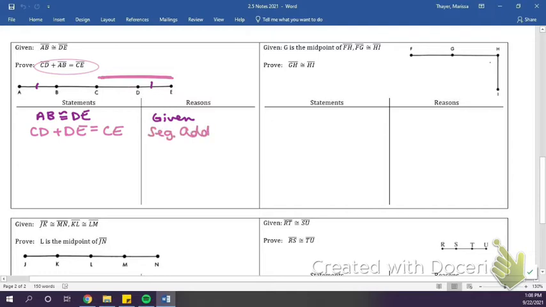Okay. And from there, I've seen DE before. DE is the same as AB. So I could say CD plus AB equals CE, which is substitution. And that's actually what they wanted us to find. So we're all finished with that one.